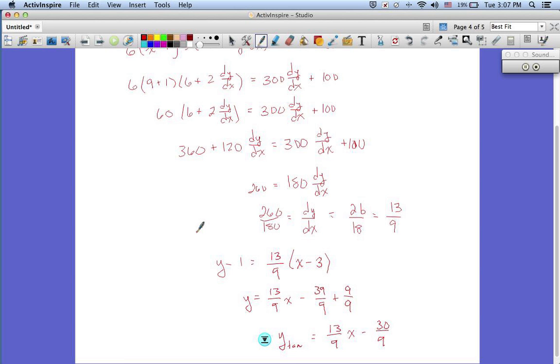Okay, so that's what we're looking at here for implicit differentiation. Not a whole lot of new stuff. It's just different. So take your time, practice it, and you'll ace it.